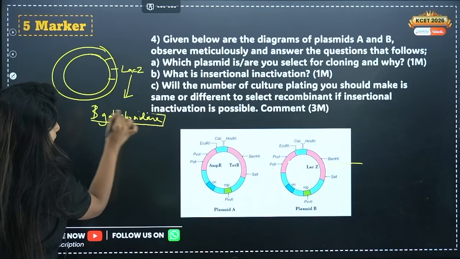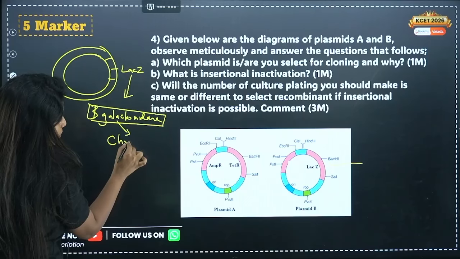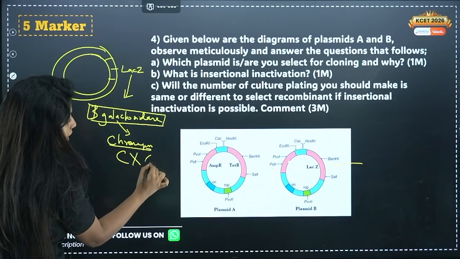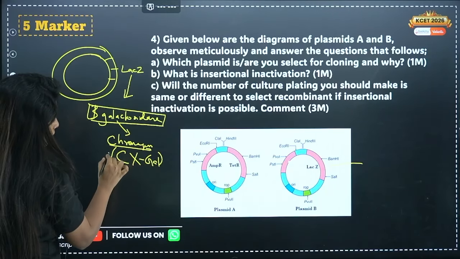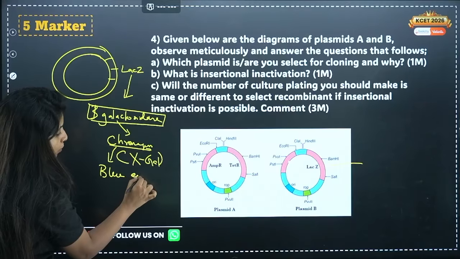And beta-galactosidase over here, when you add a substance such as chromogen, that gives color. For example, the substance that you usually take is X-gal. When you add it, this thing is being treated and it gives a blue color. It usually gives what? A blue color.